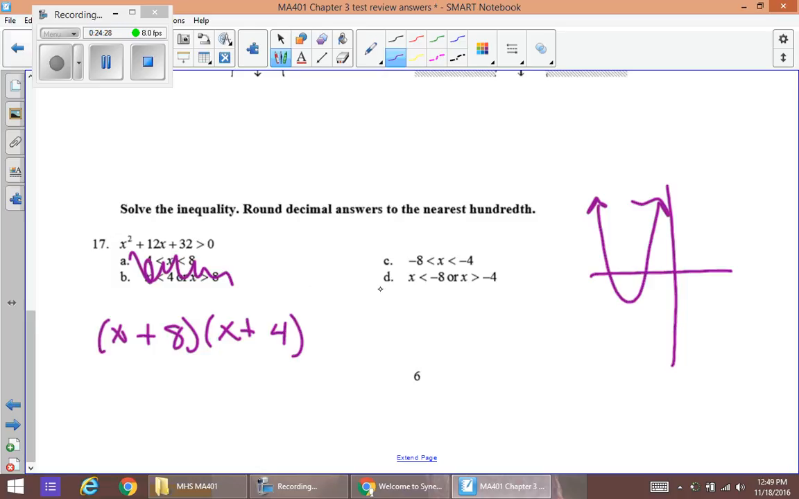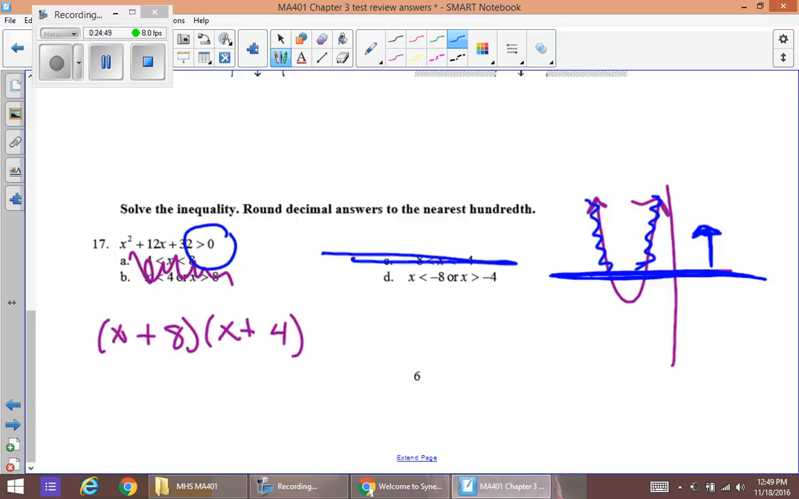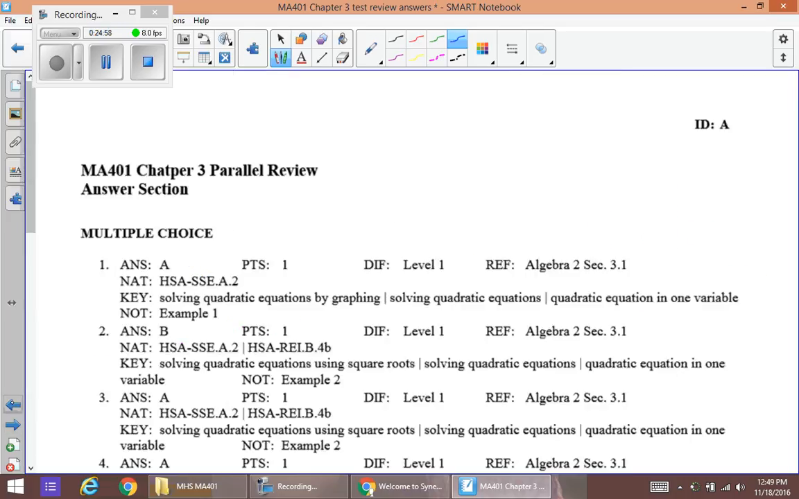Okay, so we've narrowed it. Now we just have to be smarter than the problem here. It says they want us greater than 0. Here's 0. Greater than 0 is going up. So going up is this business and this business. It's two separate things. It's not a sandwich. It's where the x's are less than -8 and greater than -4. Not a sandwich. Check that out. We're done.